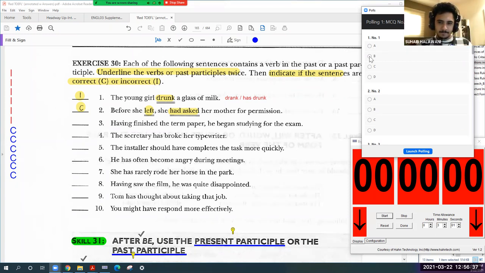Yeah. A is correct. And we'll use beta as incorrect. Do you understand? Yeah. So everybody on number one, you should choose beta. And then number two, what do you choose? B. Sorry. Number two, you choose alpha. Do you understand? Yeah.